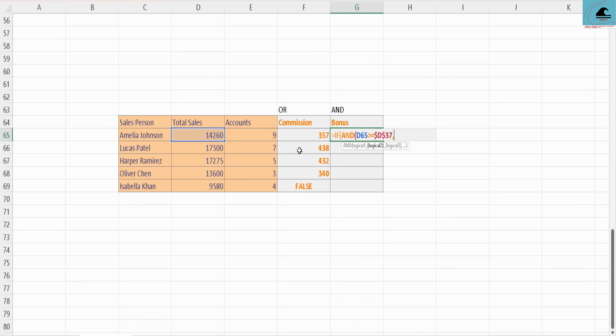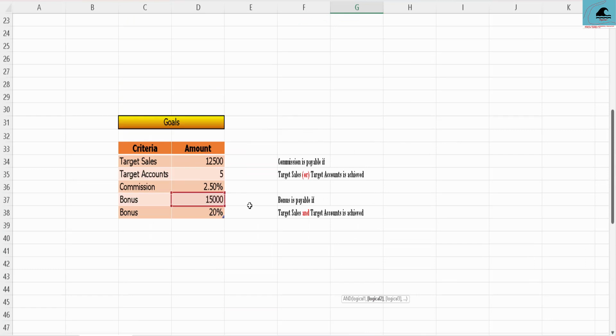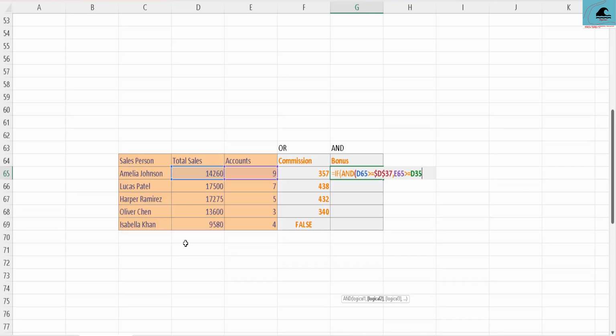Next test is for accounts. Accounts should exceed or be equal to 5. This condition should also be satisfied for getting the bonus. I am locking 5 also. When these two conditions are met, then we can close this.